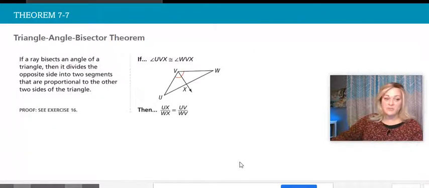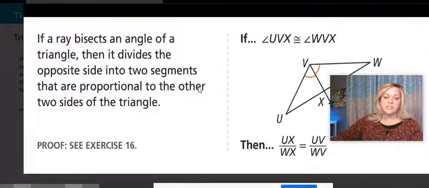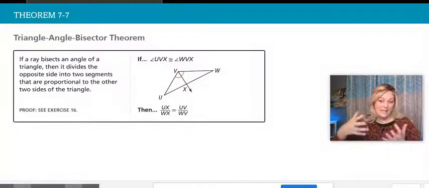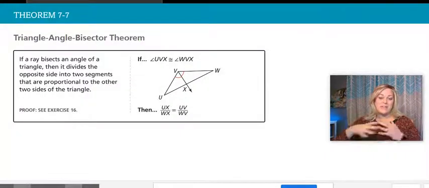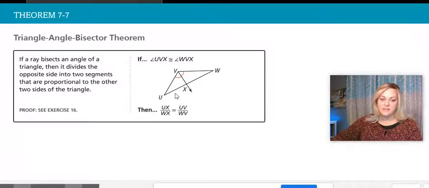Triangle angle bisector theorem. If you have a triangle and a ray that bisects an angle, then it divides the opposite side into two segments that are proportional to the two other sides. Now, it's not saying that the triangles are similar. It's saying that the side lengths, those two side lengths, are proportional. UX compared to WX is similar or congruent to UV compared to WV.